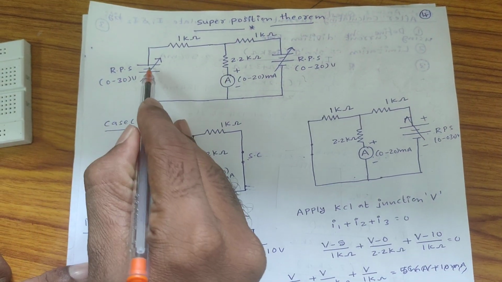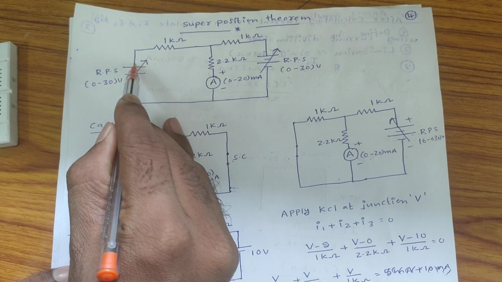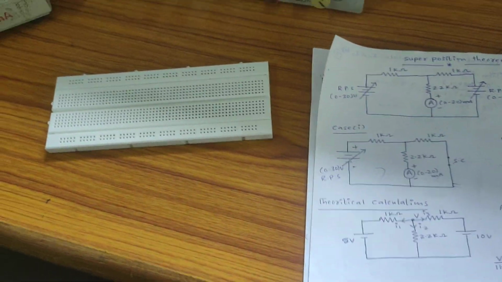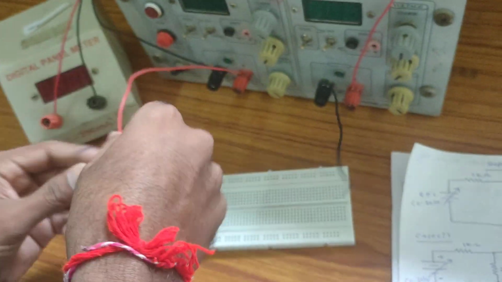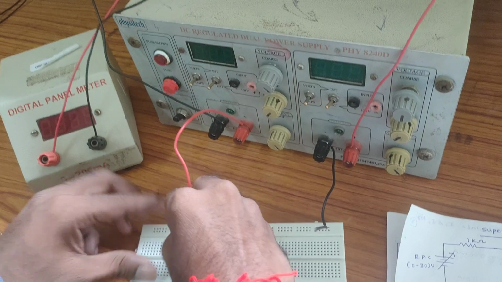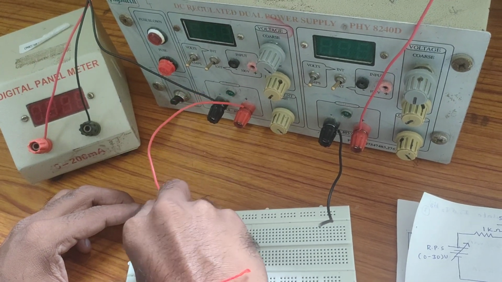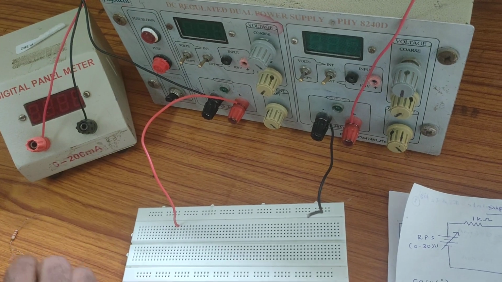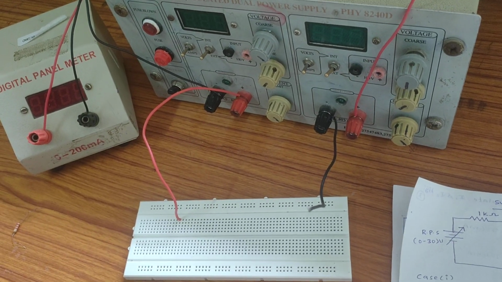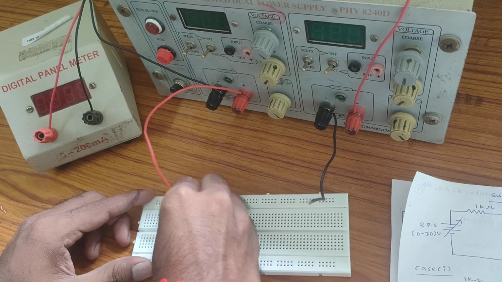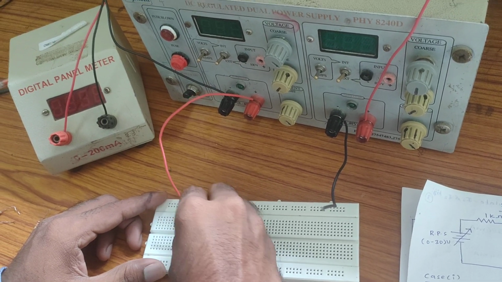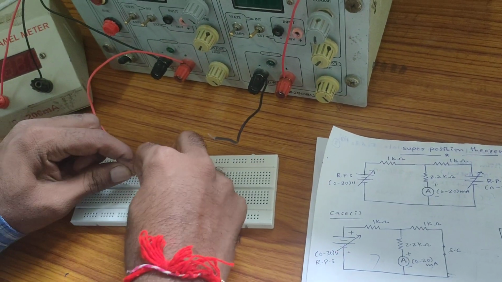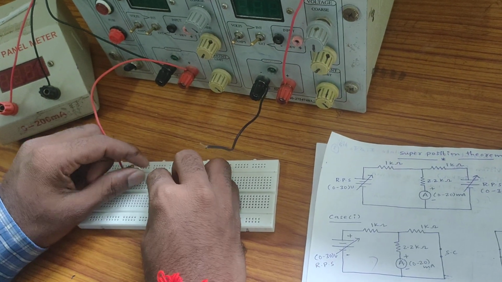Now see here from this figure, RPS positive is connected at one point. At that point, the 1 kilo ohm resistor starting point is connected, right? In that same column, the 1 kilo ohm resistor starting point is connected. The 1 kilo ohm resistor ending point is connected at another point.